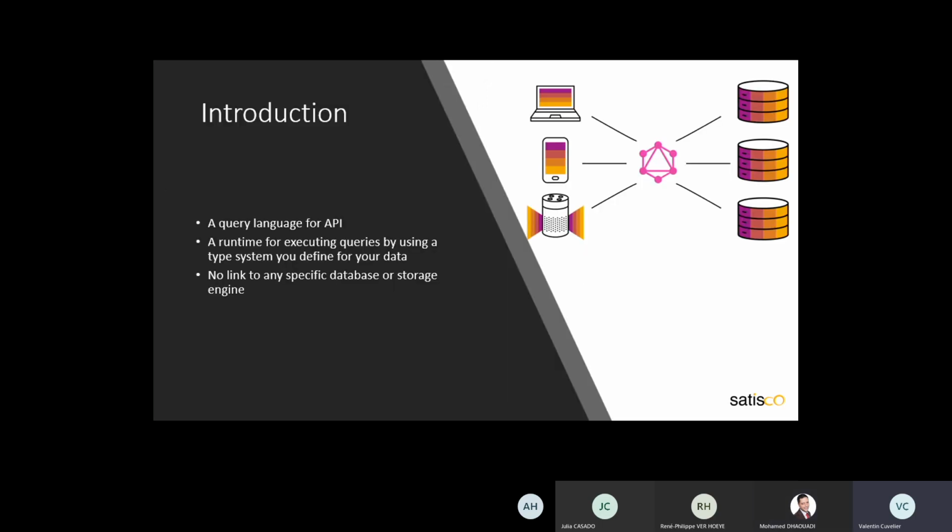So, GraphQL, Graph Query Language, is a request language for APIs. It was created by Facebook in 2012, and it has been open source since 2015. There is no link to any specific database or storage engine, and it is a runtime for executing queries by using a type system you define for your data.